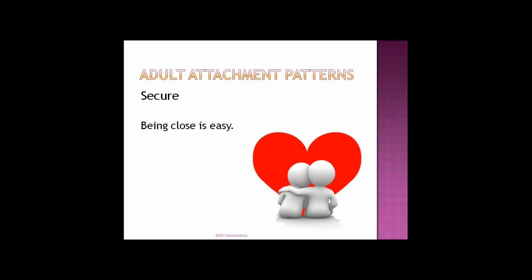Okay, here's our first adult attachment pattern. It is secure. Now, I chose the statement, secure means being close is easy. If that were only true. Don't be misled by the word easy. I'm not talking about it being easy in the sense that there's no risk, because there's always risk.